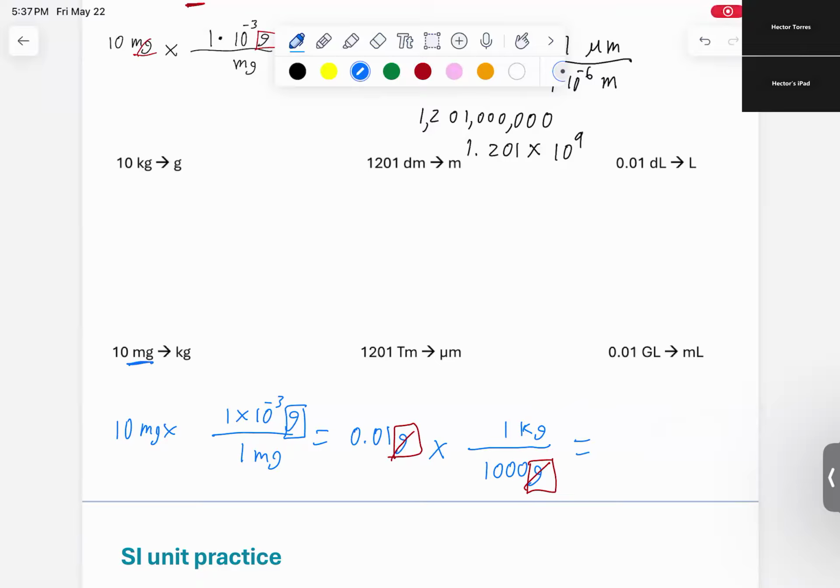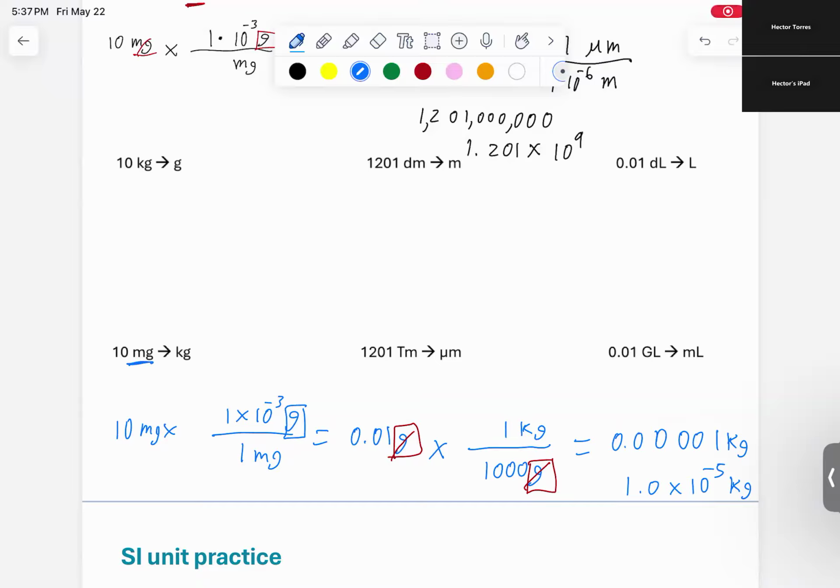On this one, we're actually going to divide it. So it's going to be 0.01, see, 1, 2, 3, 1 kilograms. Okay. Then if we want to put in scientific notation, I would put 1.0 times 10 to the negative 5 kilograms. Okay. So that's going to be how we do our unit conversion.